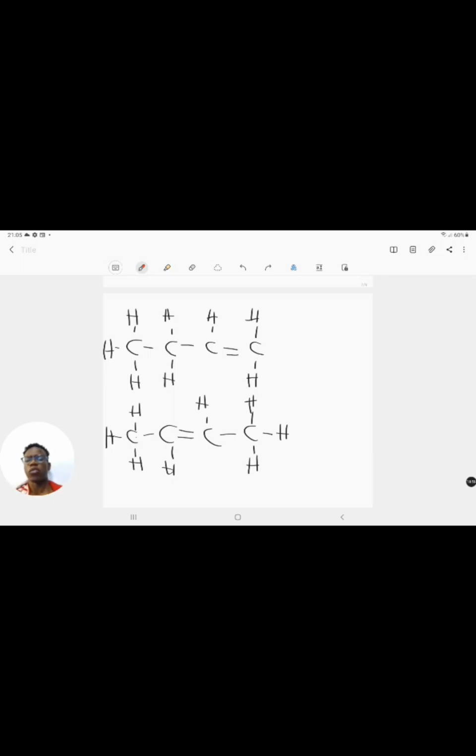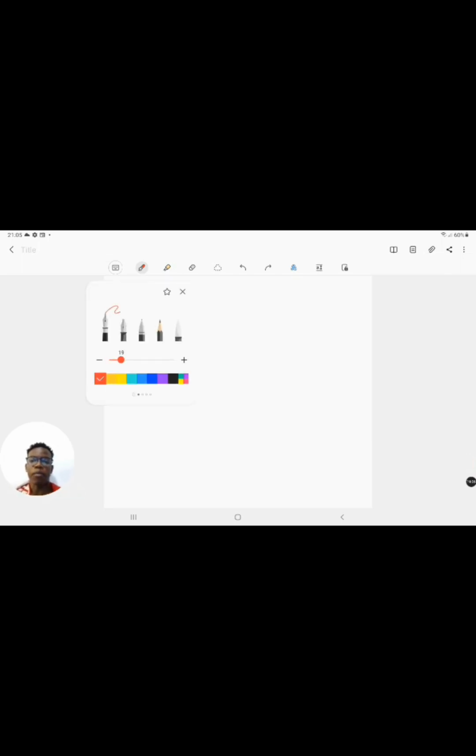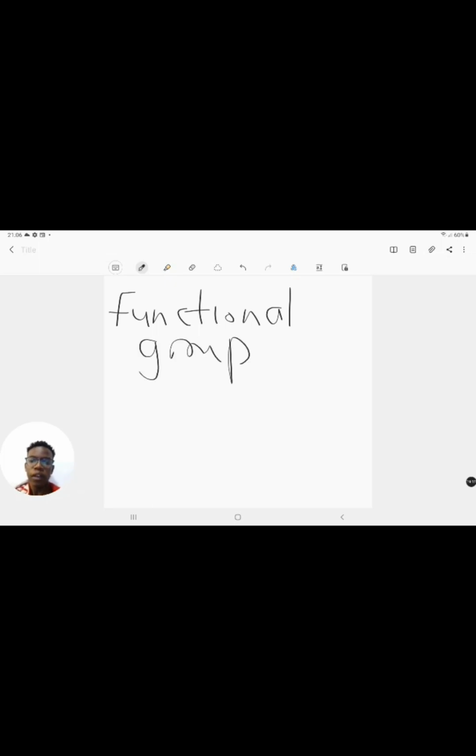Now, I just said functional group to you. What is a functional group? Well, now is a good time to introduce it. A functional group is essentially a group of atoms that give organic compounds their properties. A functional group gives organic compounds their properties.